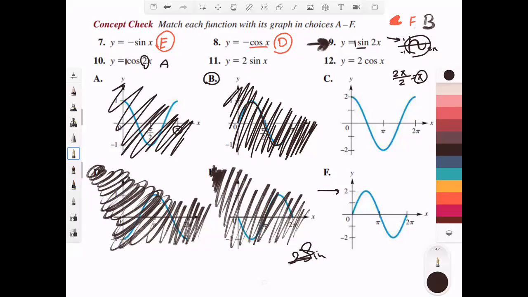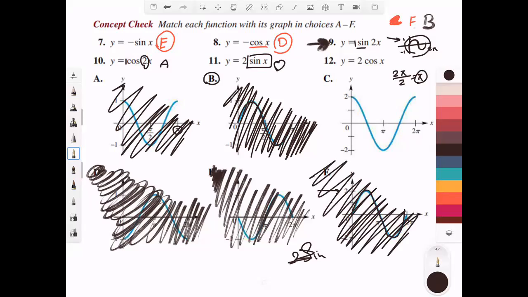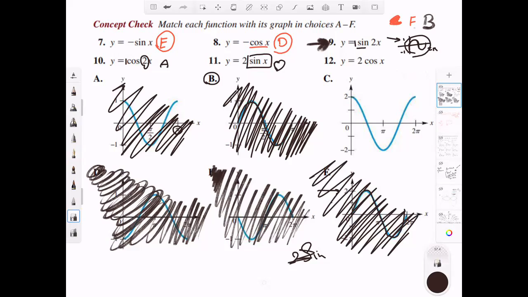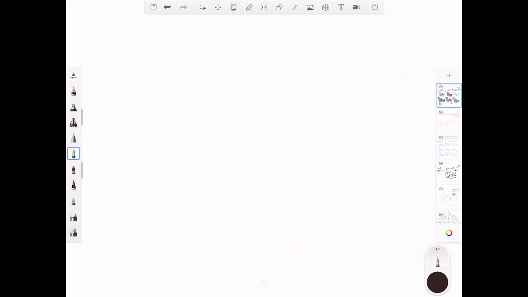11, what is that? F. 11 is 2 sine of x, the graph of sine of x. We love it. The 2 means the amplitude is going to be 2. Yes, this is a graph of sine of x. The most complicated choice, which one is 12? C. All right. The graph of 12 is C. We're dealing with cosine, but the amplitude is 2. Cosine used to go this much, but we move its amplitude to 2. Excellent. Very good. So it looks like you guys like to graph now.